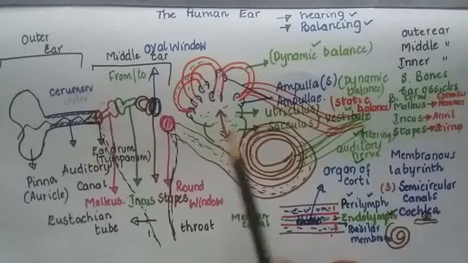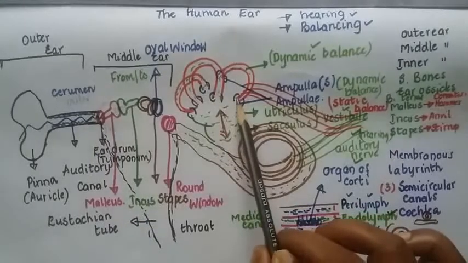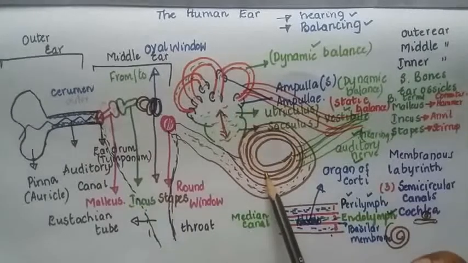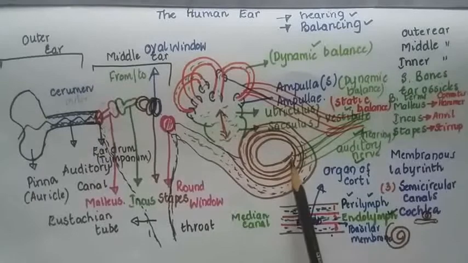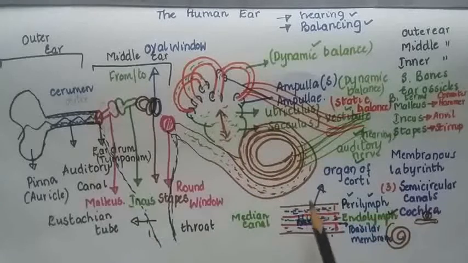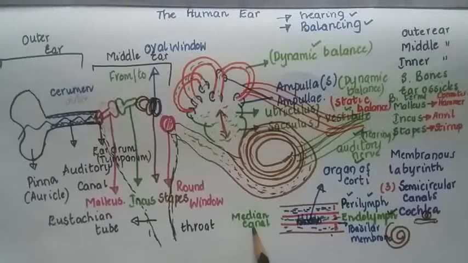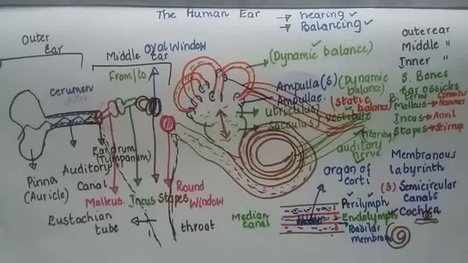Ampullae are the widened parts found at the bases of the semicircular canals in the inner ear. The vestibule is a short stem which connects the bases of semicircular canals to the cochlea. The cochlea is found in the inner ear at the base of the vestibule. In the cochlea we find the organ of Corti. What is its location? It is found on the basilar membrane in the median canal of the cochlea in the inner ear.